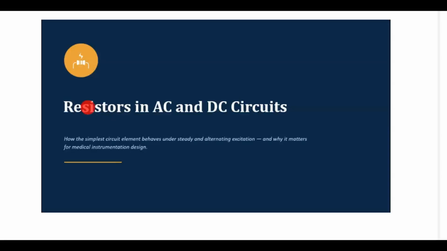Resistors in AC and DC circuits. In a circuit, you can either have a direct current source, also known as a DC source, or an alternating current source.